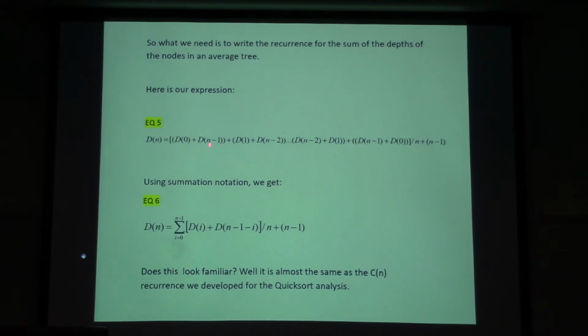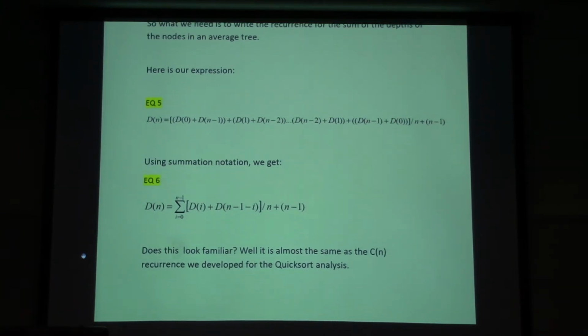We add D of 0, D of n minus 1, D of 1 and D of n minus 2, etc., all the way to D of n minus 1, D of 0, divided by n, which means we're weighing them the same, 1 over n, multiplication, plus n minus 1. And using this summation, we get the depth, and of course this is just a shortcut way of writing all this stuff. As we go from 0 to n minus 1, we have D of 0, D of 1, D of 2, D of 3, then D of n minus 1, n minus 2, and then finally n minus 1. And this is n minus 1 minus i, so it's going to be D of 0, D of 1, D of 2, etc., all the way to D of n.